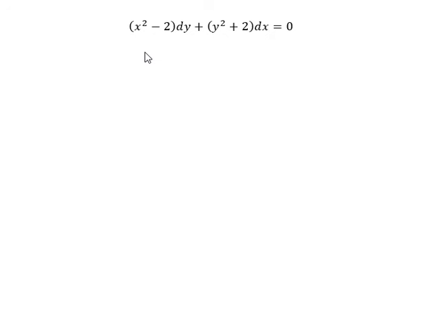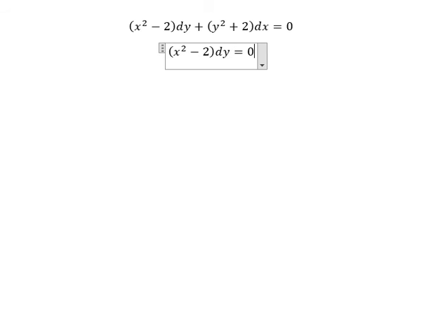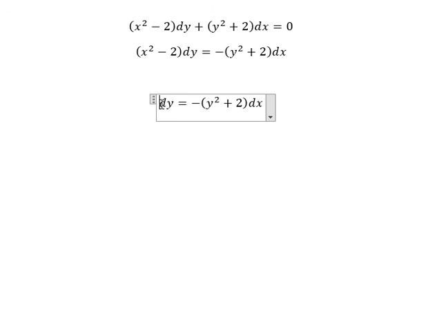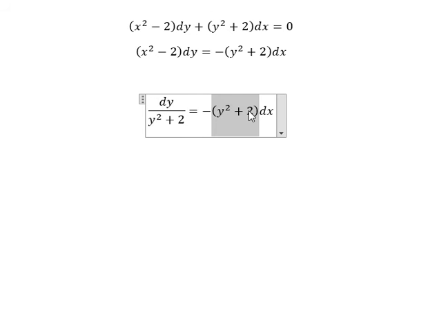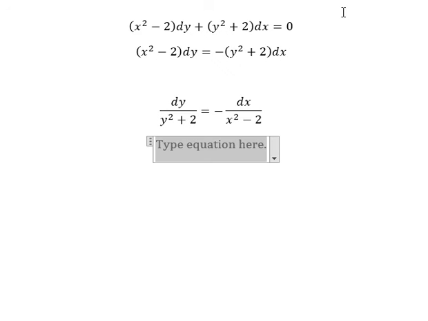The topic today is about differential equations. So now I will show you how to answer. So I will put this one, go to the right. Next, we divide both sides by x squared minus 2 and y squared plus 2. Next, we put the integration for both sides.